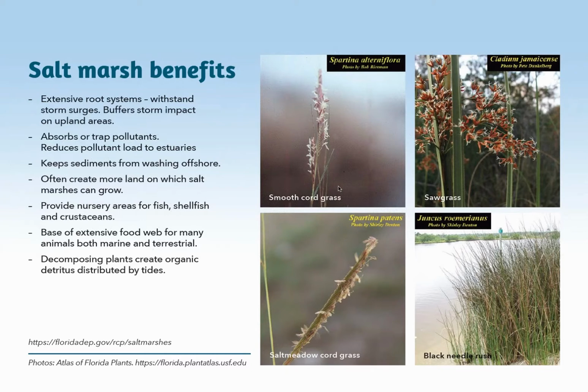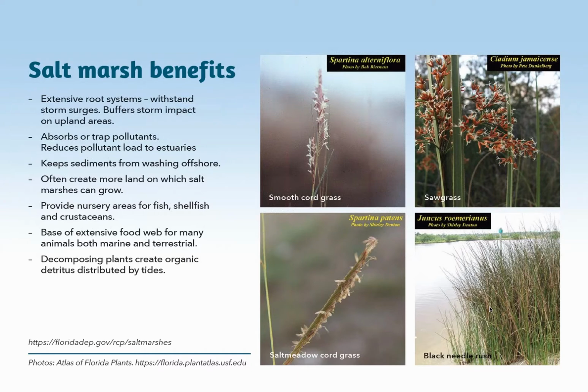So some of the plants that you're going to see are smooth cordgrass, Spartina alterniflora, salt meadow cordgrass, Spartina patens. And up in this upper right, that's sawgrass. We hear a lot about sawgrass in the Everglades, but it can also be a shoreline plant in other places. And black needle rush, and when you go around Cedar Key, you'll see these different colorations.